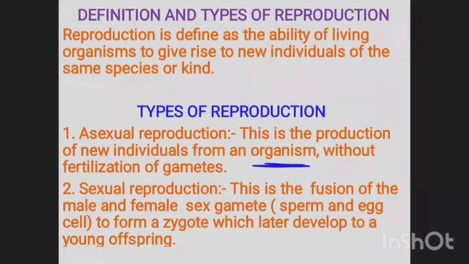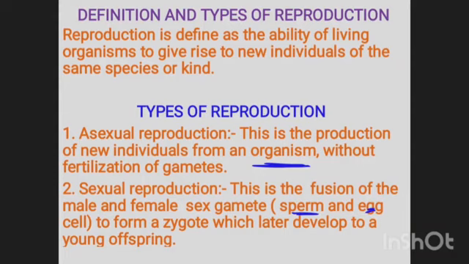While sexual reproduction is the other way around. This is the fusion of the male and the female sex gametes. And the sex gametes can also be called sex cells. The sex cells are responsible for the reproduction of a new organism or new individual. For the male, the sex cell or sex gamete is called the sperm. For the female, it's called the egg, or the egg cell.